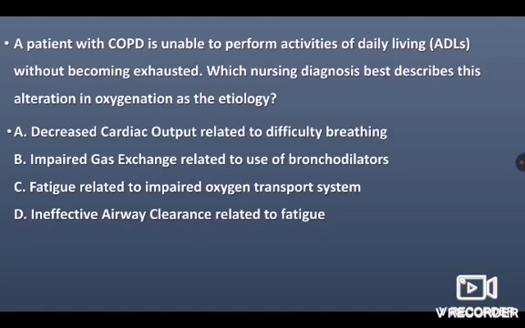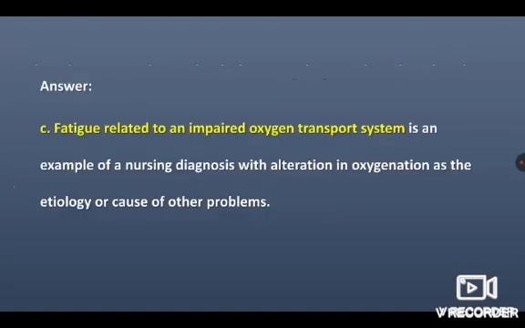A patient with COPD is unable to perform activities of daily living without becoming exhausted. Which nursing diagnosis best describes this alteration in oxygenation as the etiology? Decreased cardiac output related to difficulty breathing, impaired gas exchange related to use of bronchodilators, fatigue related to impaired oxygen transport system, ineffective airway clearance related to fatigue. And the correct answer is fatigue related to an impaired oxygen transport system.